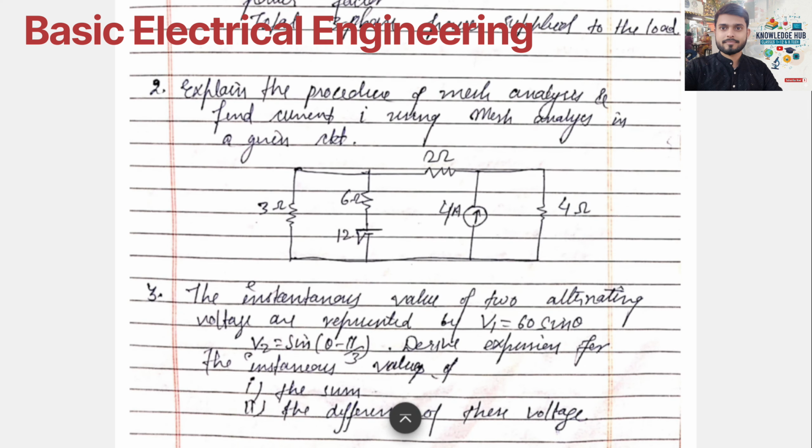Now the second question is: explain the procedure of mesh analysis and find the current I using mesh analysis in the given circuit. This has 3 ohm, 3 ohm, 2 ohm, 6 ohm, 12 volt, and 4 ampere current flowing in this circuit, including a 4 ohm resistance.